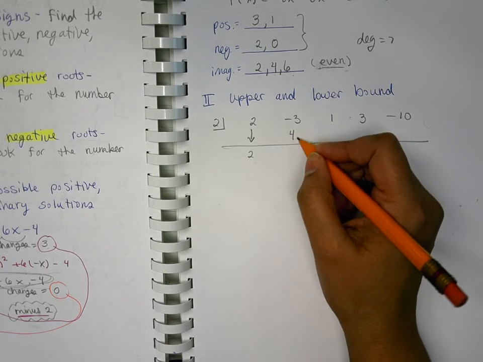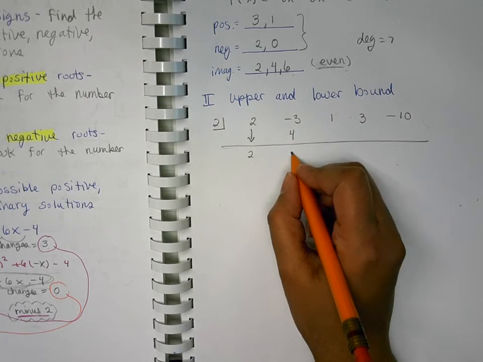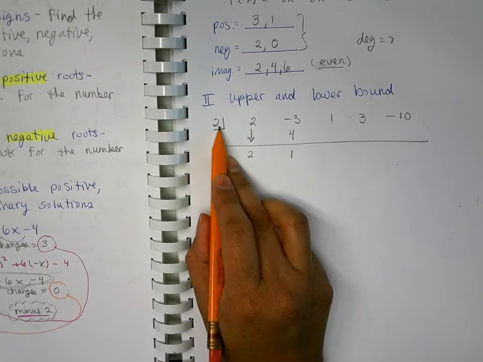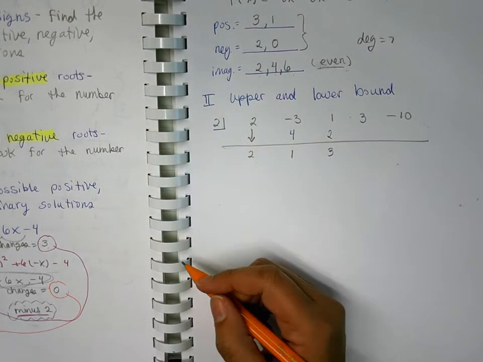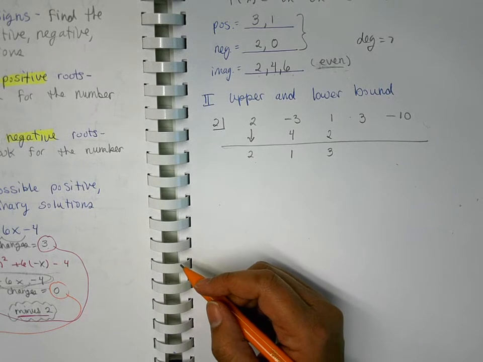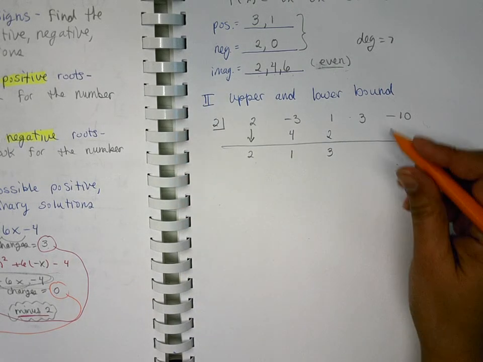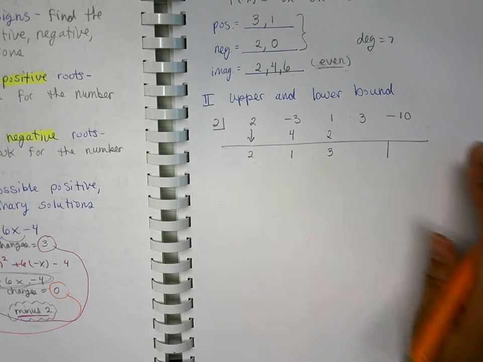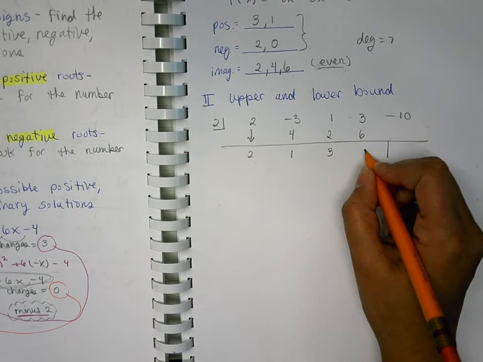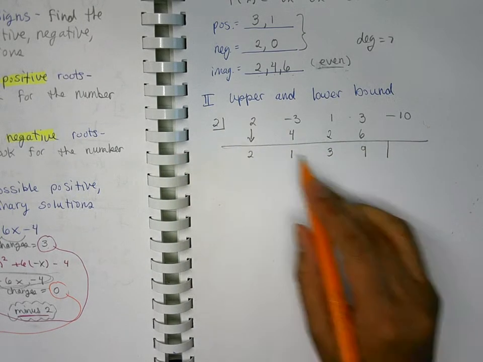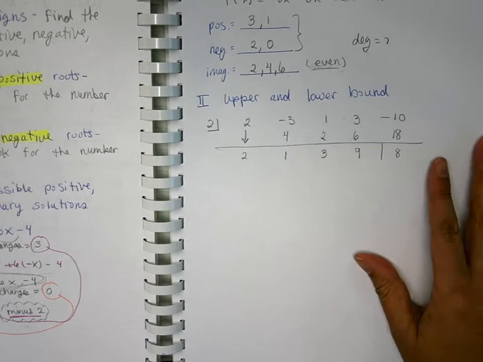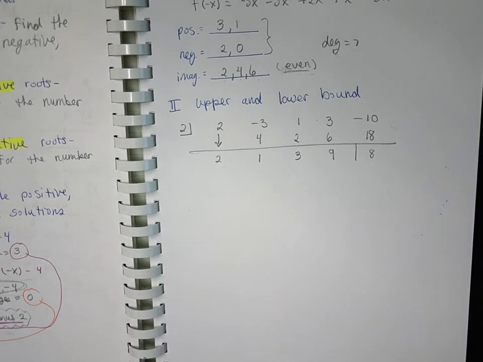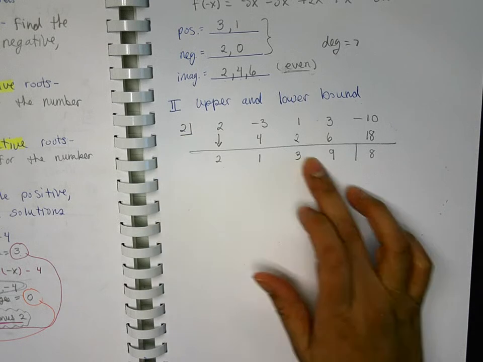2, because we dropped the 2. 2 times 2 is 4. What do we do going up and down? Add and subtract. -3 plus 4 is 1. What do we do with the 2 and the 1? Multiply, add. I'm going to have you keep going. And it does not come out to be 0. Did you guys finish already? 6, 9, 18, and 8.